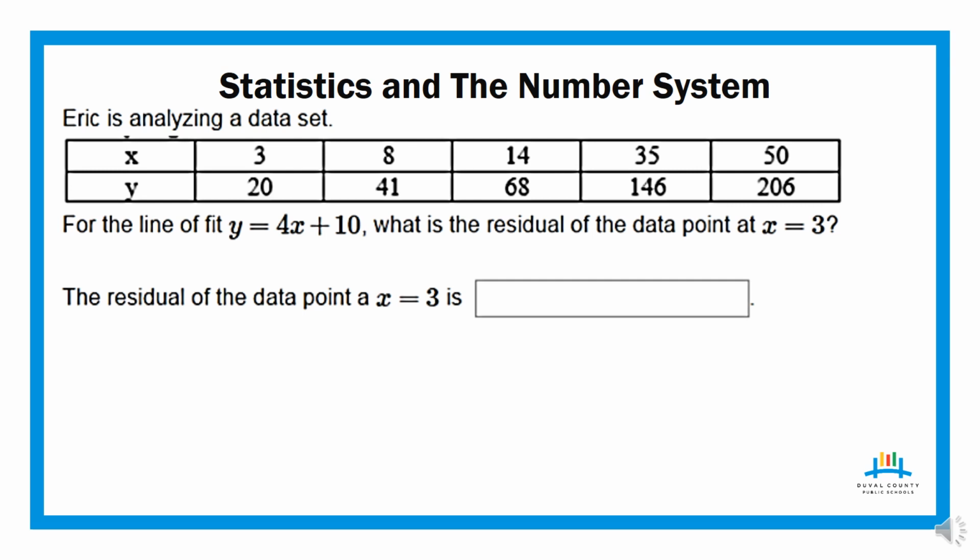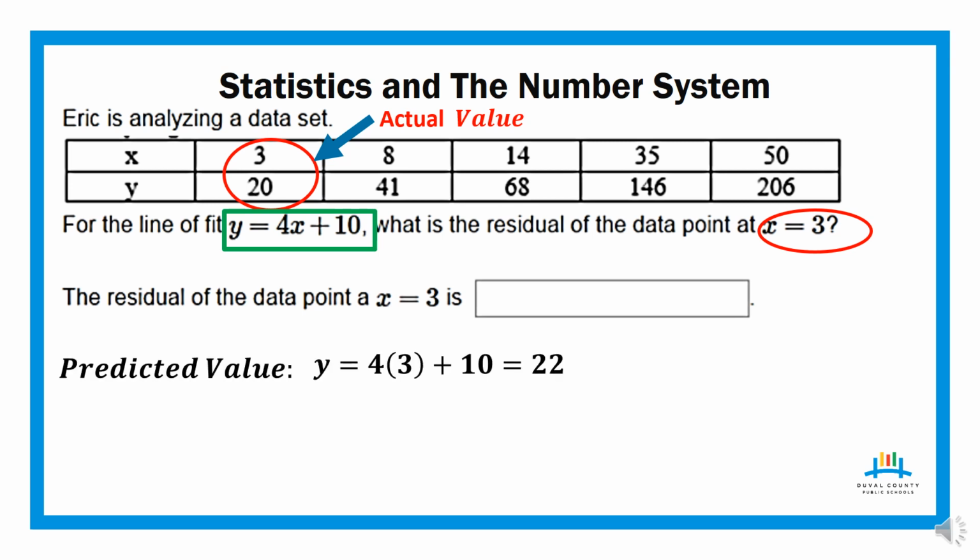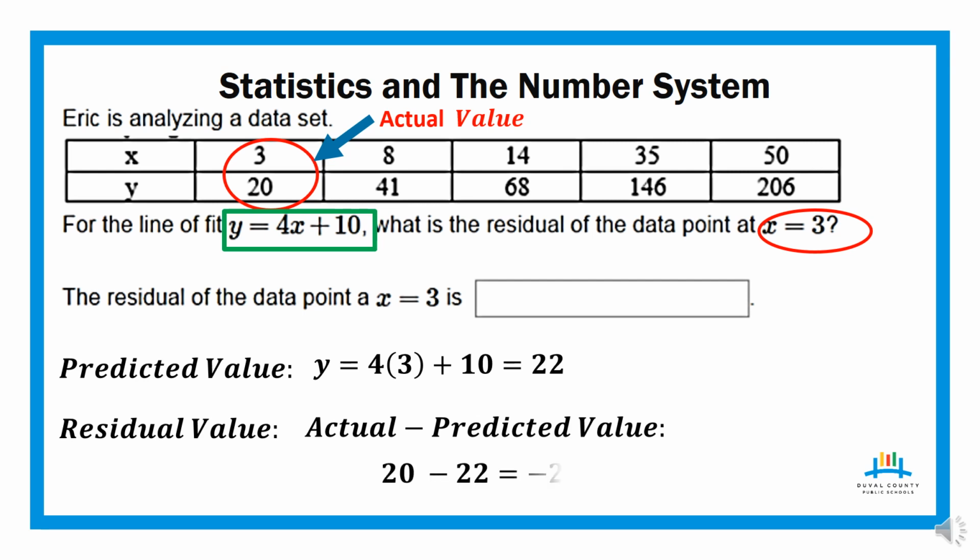So we're going to look at the data at x equals 3, and our actual value at 3 will be 20. Next, we're going to use the line of fit to get our predicted value. So substituting in a 3 into 4x plus 10, we get 4 times 3 plus 10, so y will be 22. To find our residual value, we'll take our actual value of 20 and we'll subtract our predicted value of 22 to find out that our residual value is -2.